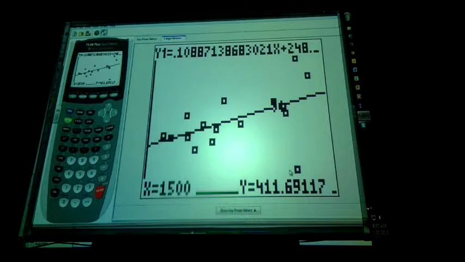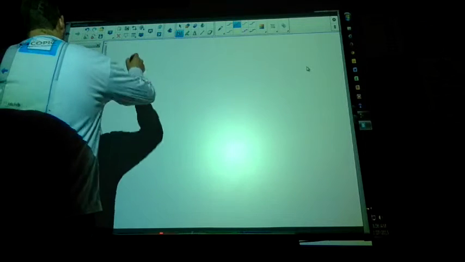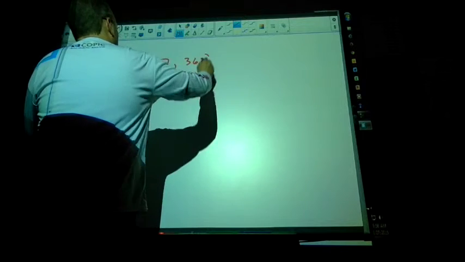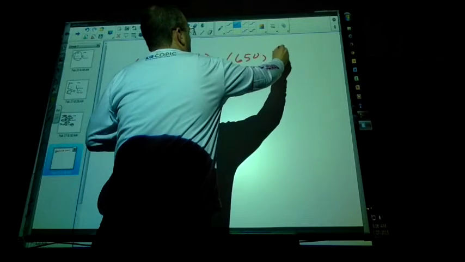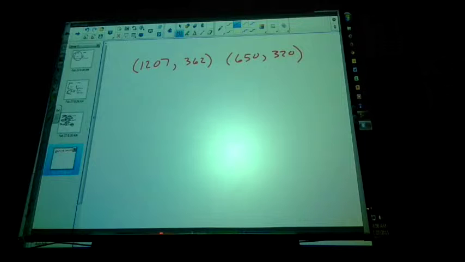Now, the next part says to pick 2 pieces of your data and find your line of best fit. My line of best fit I already have on my calculator, but I'm going to pick 2 pieces of data. Your 2 pieces of data might be different than what your neighbor picks. So I'm going to pick 1207, 362, and 650, 320. I didn't even look at what my data looked like on my graph. I'm just picking those 2 points.